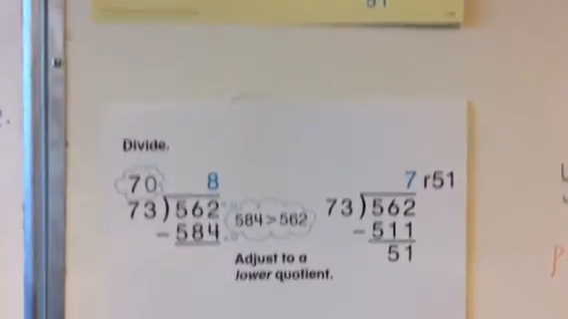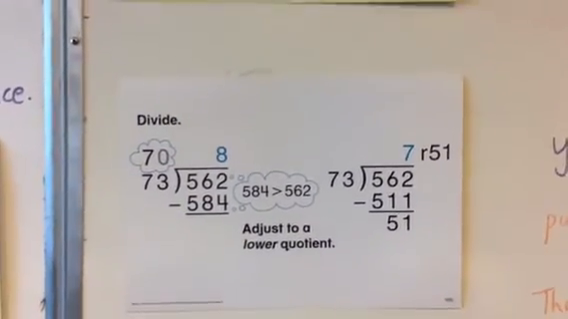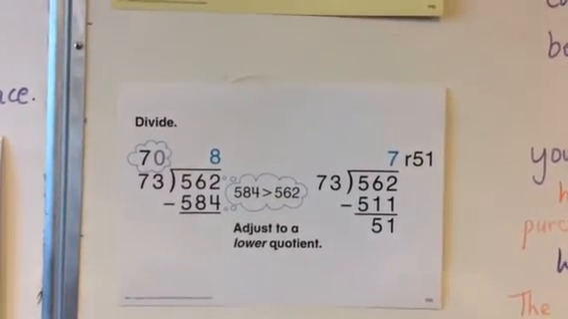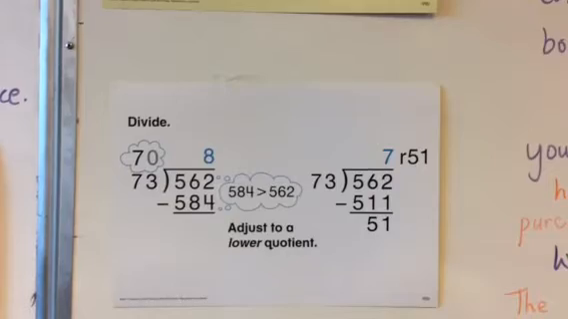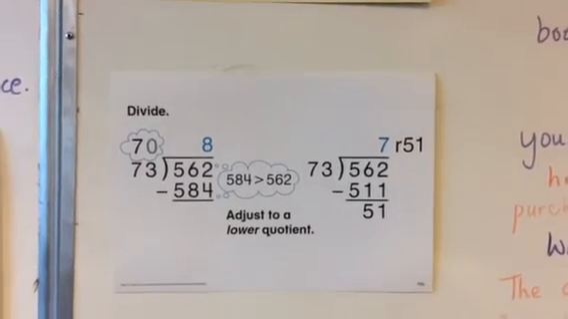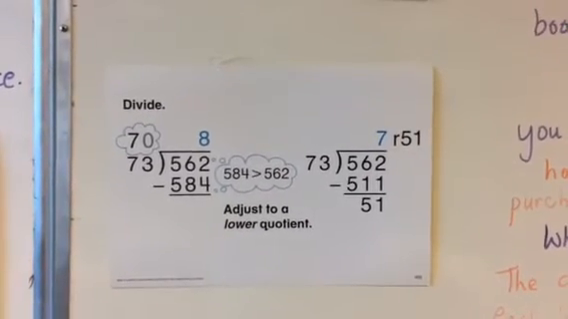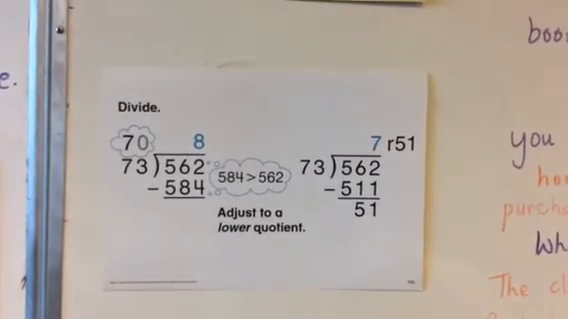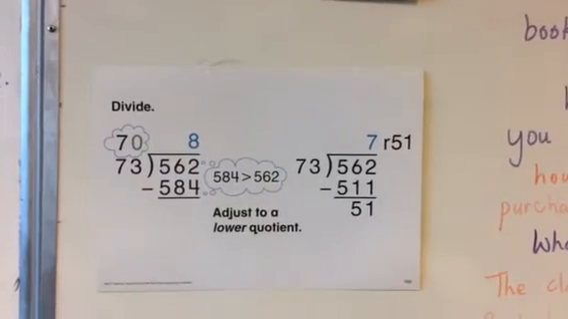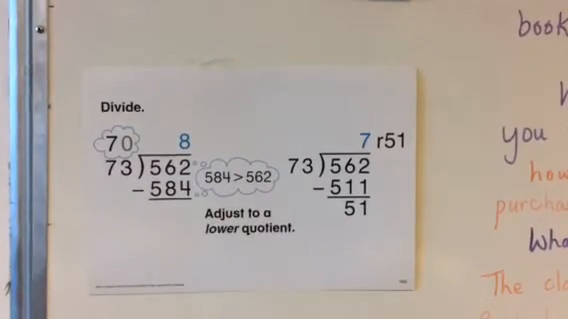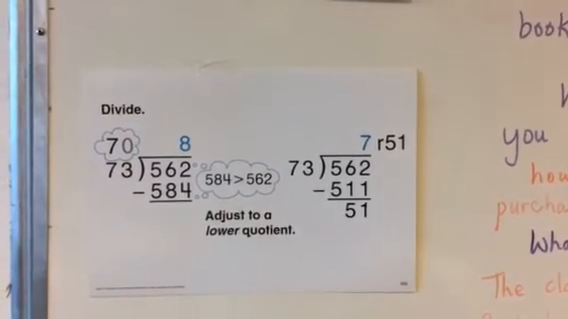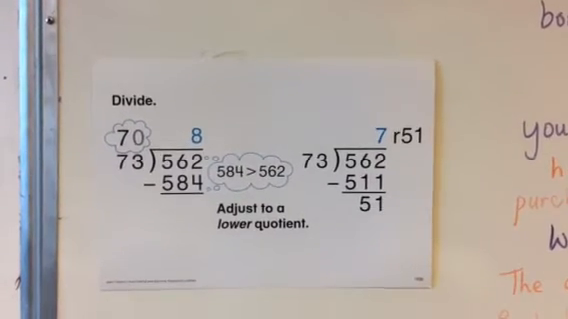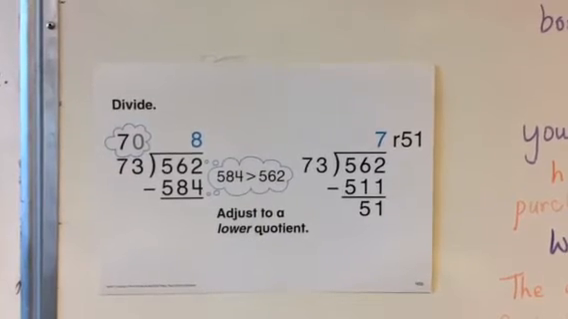Now look at another one. If you have 562 and you're dividing by 73. Now we don't know the table of 73, so we'll round 73 to 70. And then how many times will 70 go into 56? 7 times 8 is 56. So I will multiply 73 times 8, and I get 584. 584 is way bigger than 562.